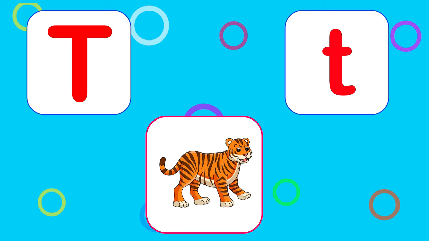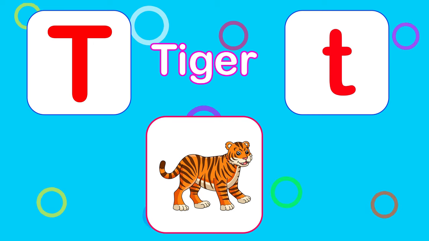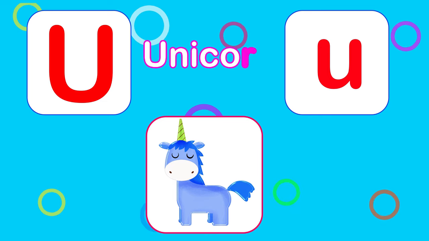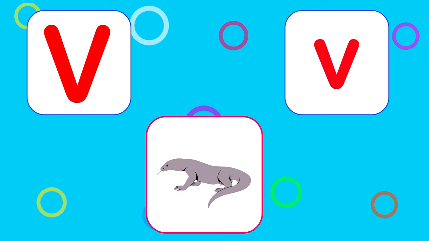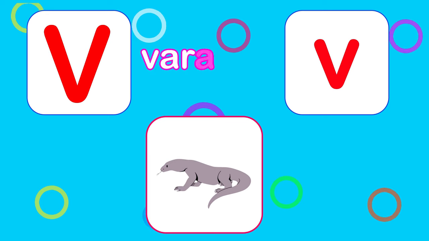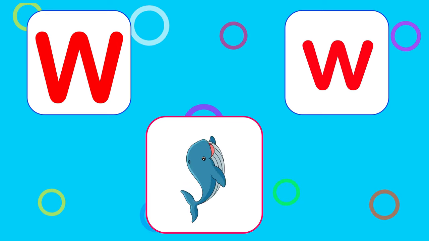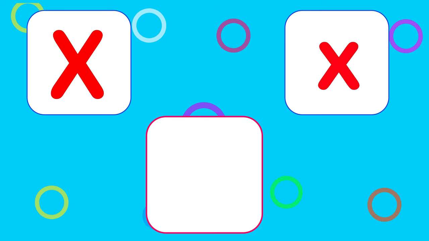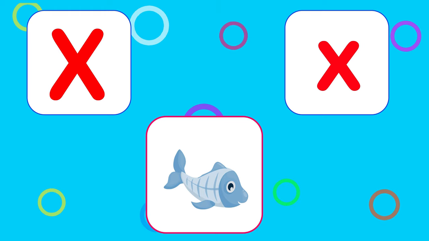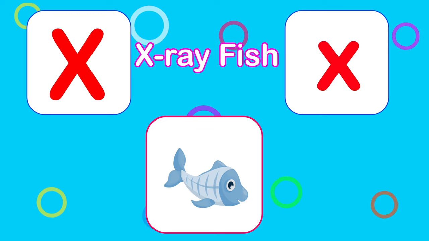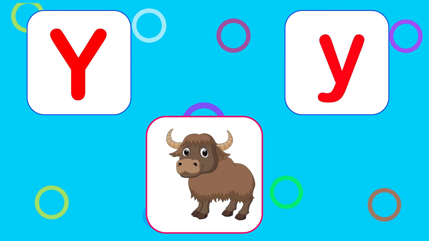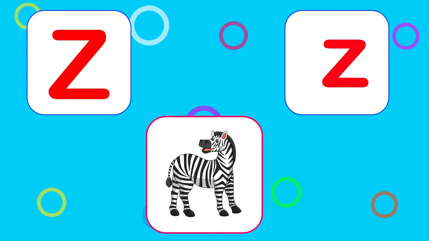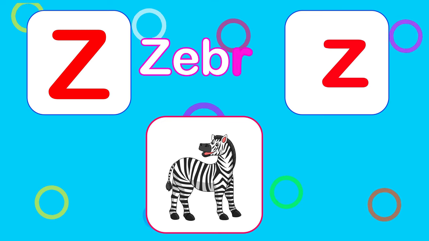T is for tiger. T, tiger. U is for unicorn. U, unicorn. V is for varanus. V, varanus. W is for whale. W, whale. X is for x-ray fish. X, x-ray fish. Y is for yak. Y, yak. Z is for zebra. Z, zebra.